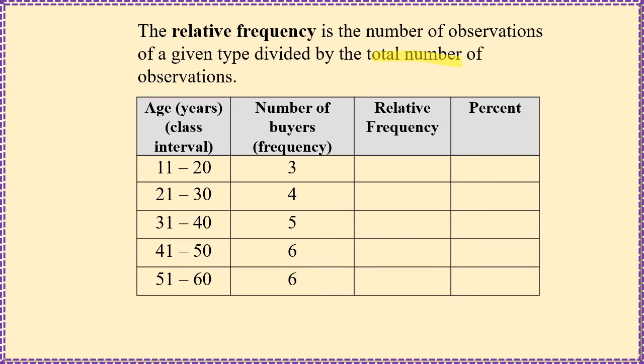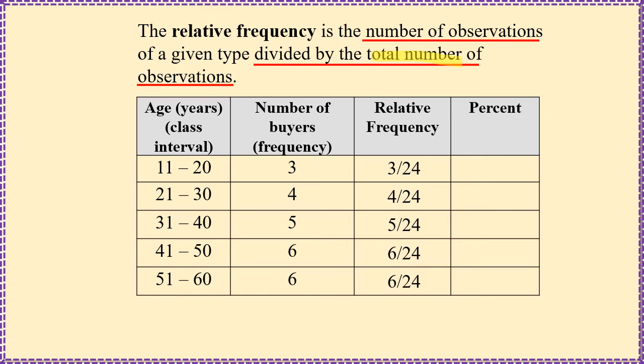So we just have to find out what the total frequency is here. 3 plus 4 is 7, plus 5 is 12, 12 plus 12 is 24. So we should divide every frequency by 24 to get the relative frequency. The first one will be 3 over 24. The second one is 4 over 24. The third one is 5 over 24, 6 over 24, 6 over 24.